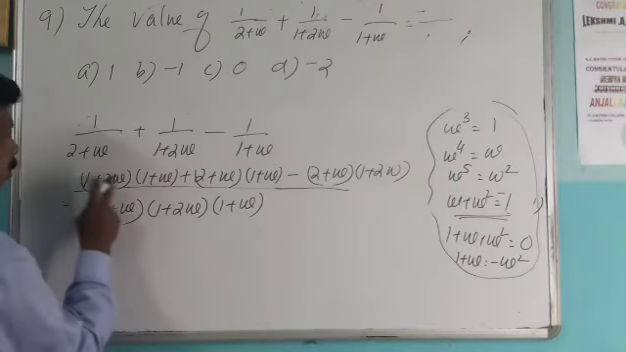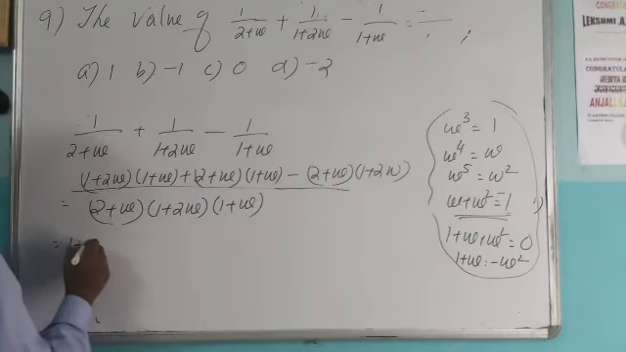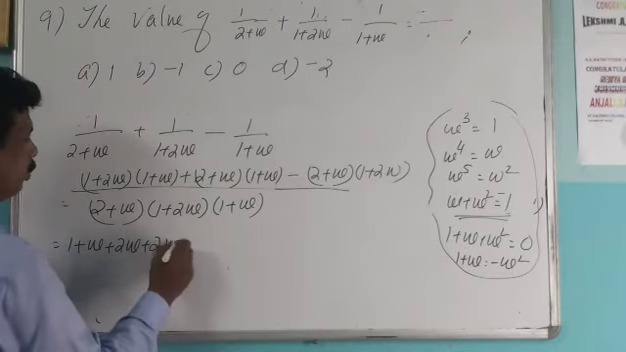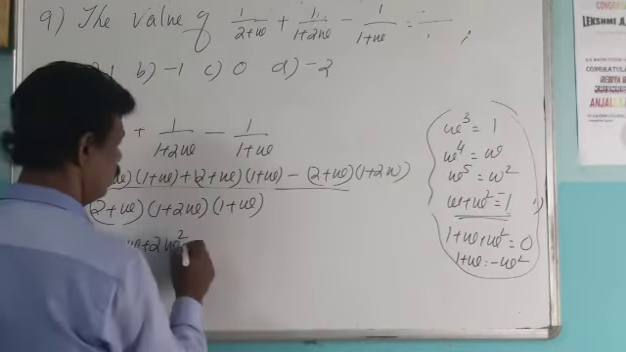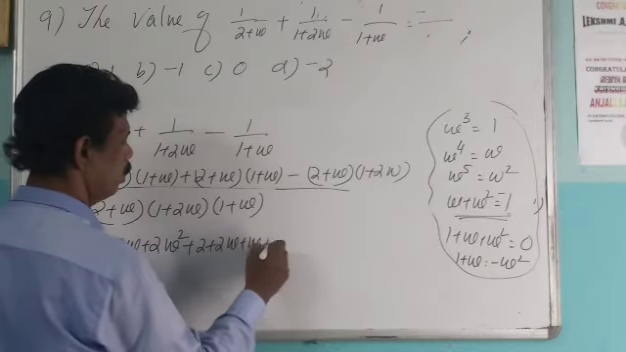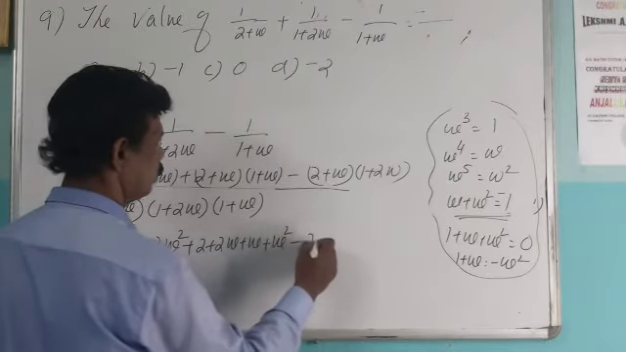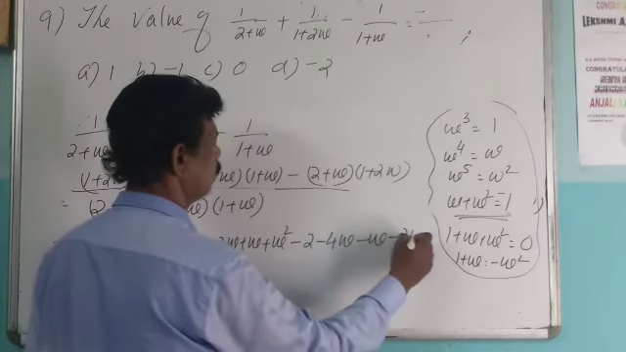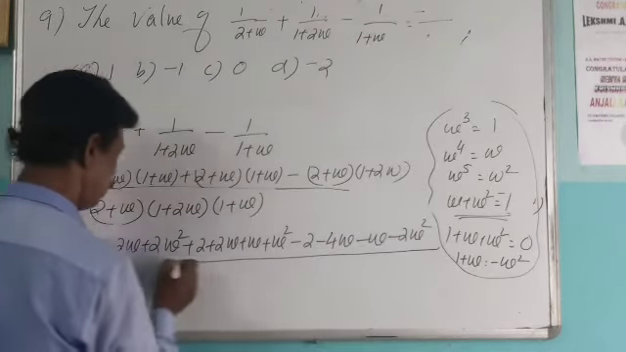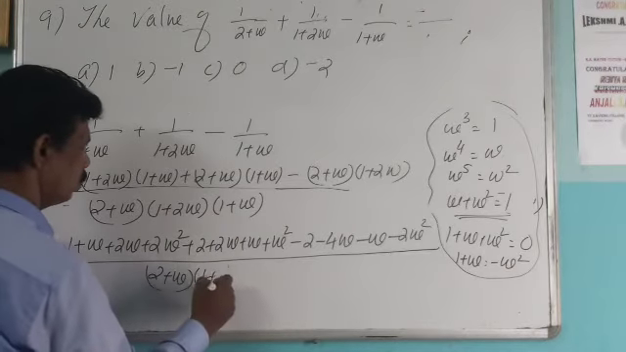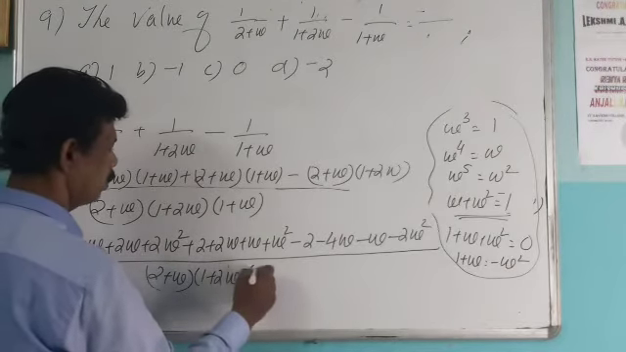Okay, expand this term. 1 into 1, 1. 1 into omega, omega. 2 omega into 1, 2 omega. 2 omega into omega, 2 omega square. Again, 2 omega plus omega square. Again, minus 2, minus 4 omega, minus omega, minus 2 omega square divided by the denominator 2 plus omega, 1 plus 2 omega, and 1 plus omega.